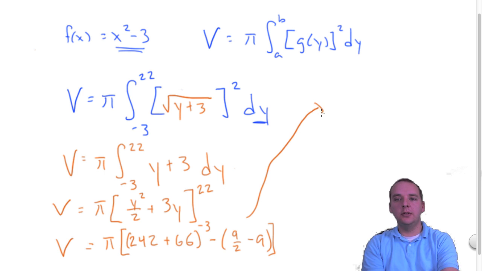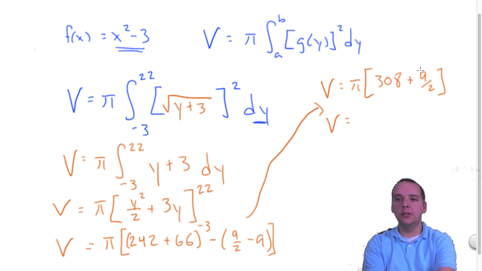Let's take this up here and simplify it. So the volume would be pi. 242 plus 66, that'll be 308. And then minus, and then we have 9 halves minus 9. 9 halves minus 9, that'll be negative 9 halves. And then minus a negative makes plus a 9 halves. And just for simplicity, I'll just go ahead and convert this to a decimal. 9 halves is 4.5.